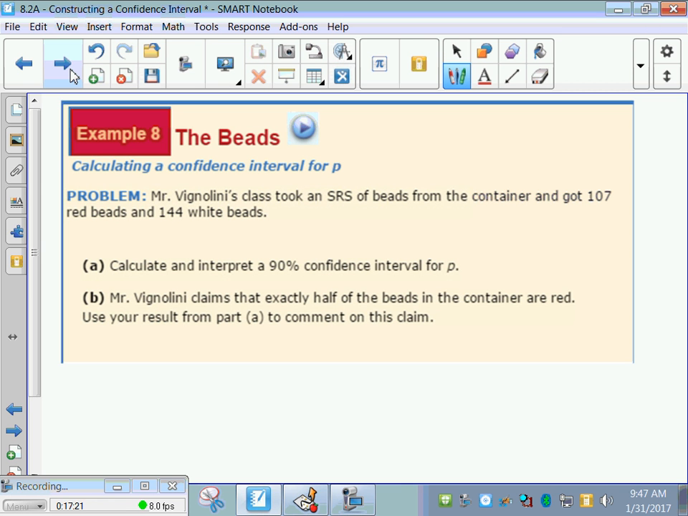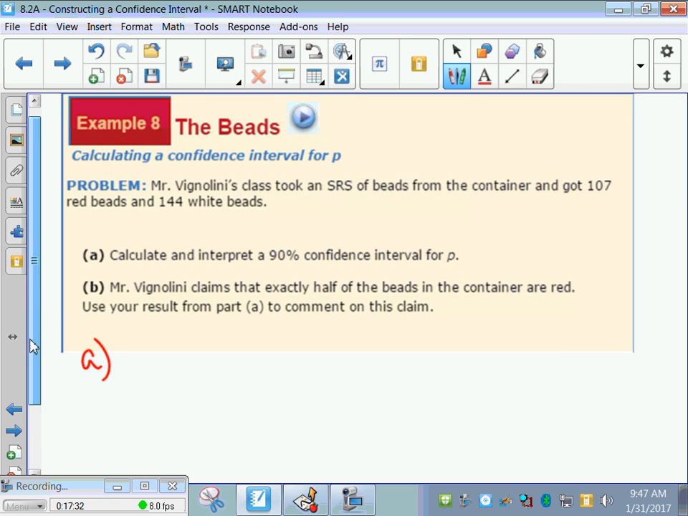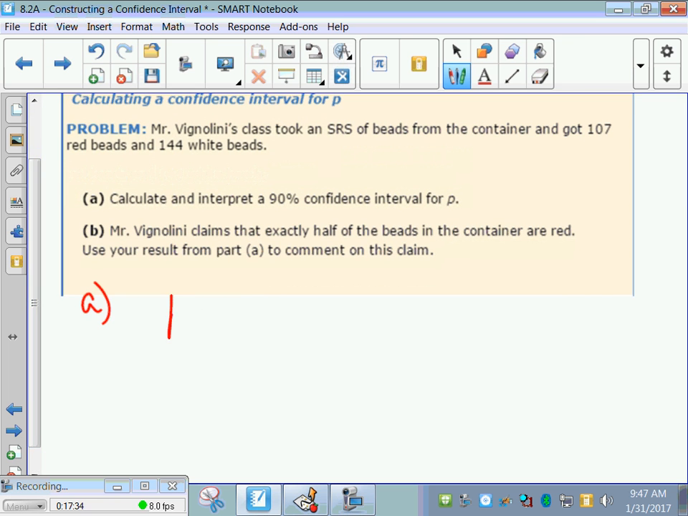It's the other percent divided by 2. Yeah, so if it's 90, you do 10% divided by 2. If it's 95, you do 5% divided by 2. Okay? All right, so we're going to do a 90% confidence interval for P. So for part A of this is our bead activity. We are going to use the formula.